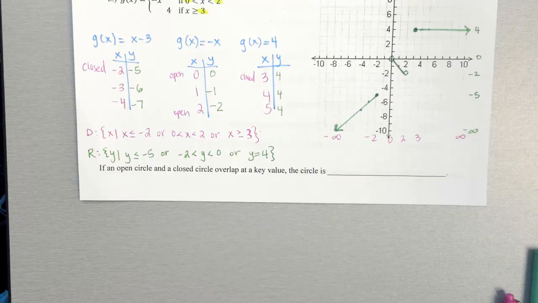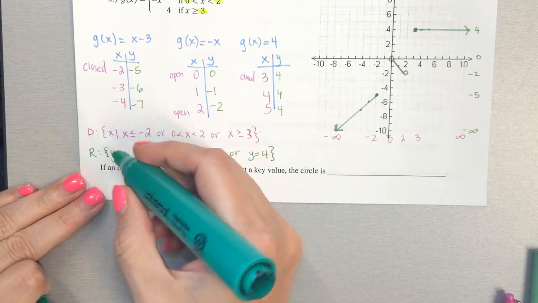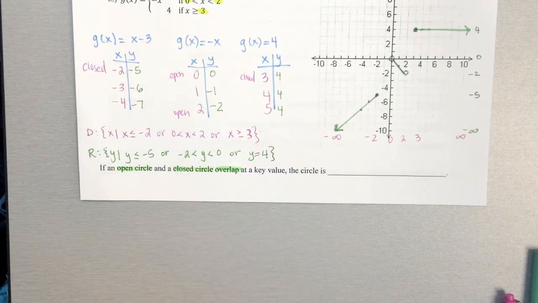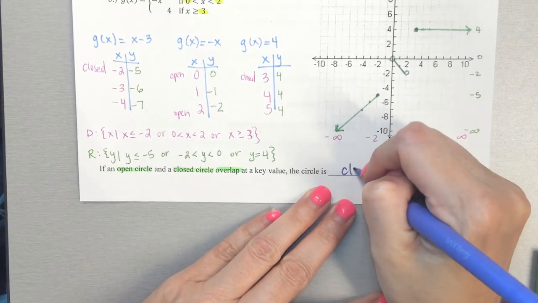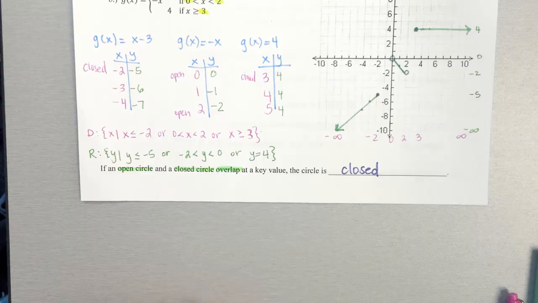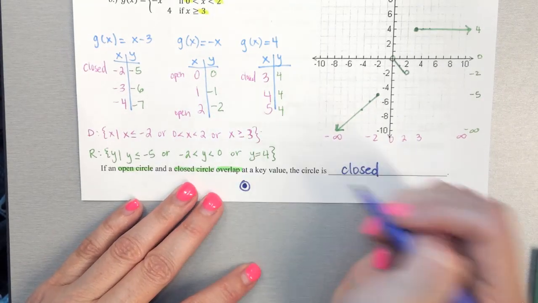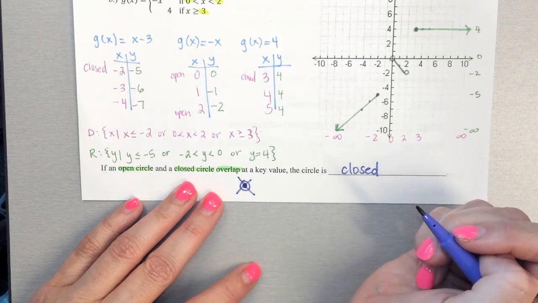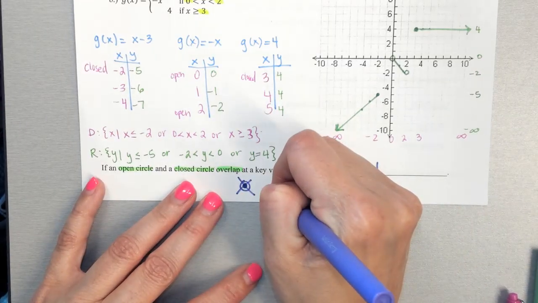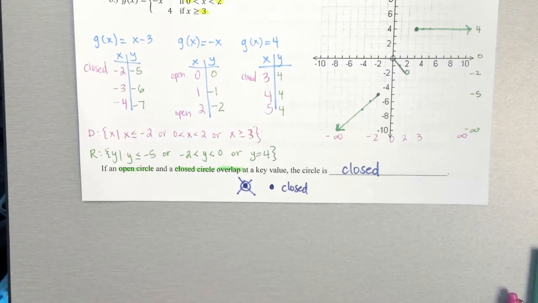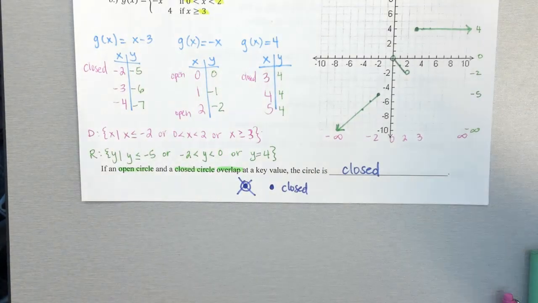Okay, now in some rare cases, you can have an open circle and a closed circle overlap. Like one would be right on the other. If that happens, then the circle is going to be closed. So if you have a closed circle, you don't put the open circle around it. There's no target. It would just be closed. No target branches there. No bullseye.